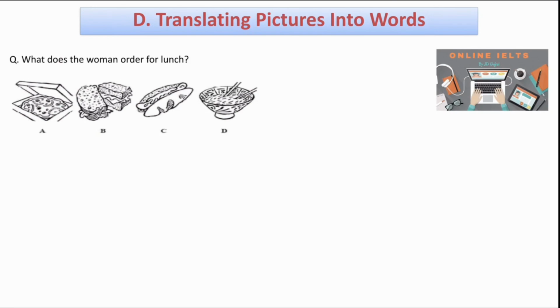Let's talk about this picture. Here the question is saying, what does the woman order for lunch? So here 4 options are given to you. First is pizza. Second, you can predict that it can be a kind of sandwich. Third is maybe a sub or a hot dog or a taco. It can be anything. And fourth is maybe noodles or fried rice. So this is how you will predict all the 4 options, and then I'll make you listen to the audio and you have to find out what will be the correct answer, that is, what the woman ordered for lunch.